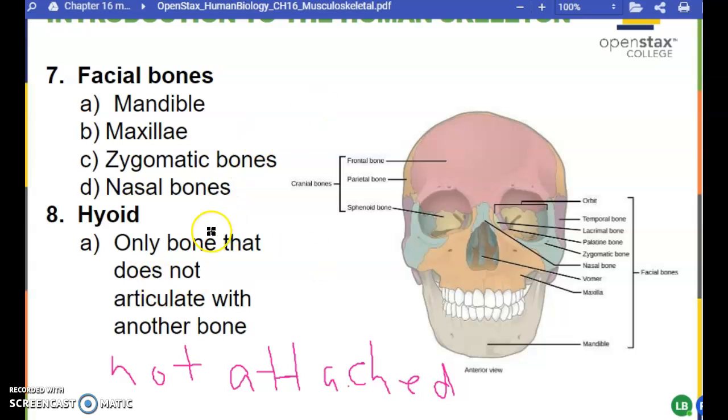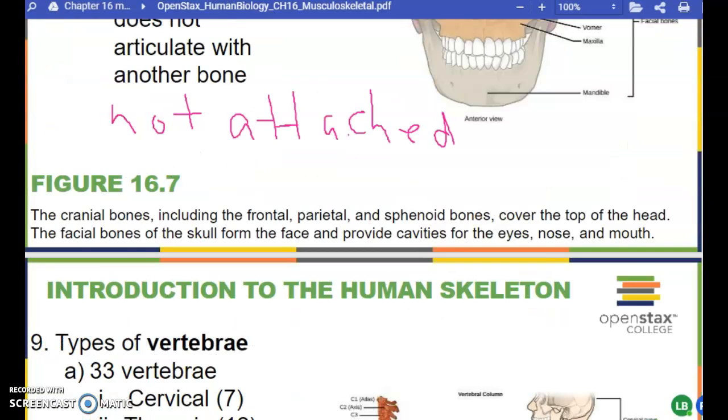Oh, and I guess it says this a little in detail here. I forgot that. So the hyoid bone is the only bone that does not articulate, and by articulate we mean attach in some way or work with in some way. It's free floating, so it's just not attached to anything else.